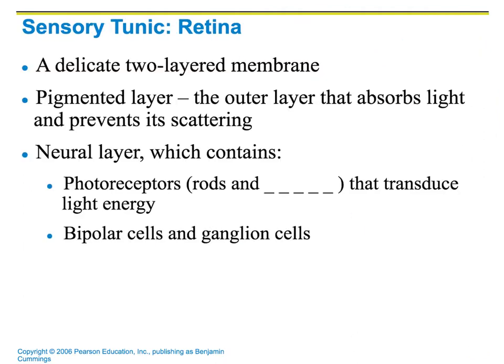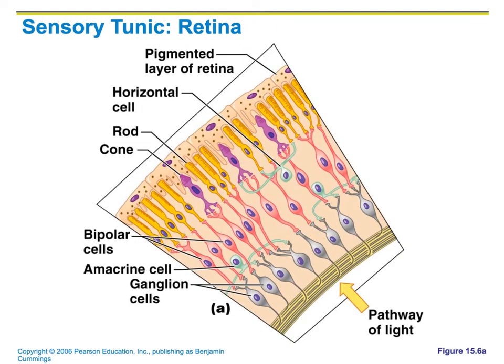The inner layer is the sensory tunic, otherwise known as the retina. The important cells here are your photoreceptors, your rods and your cones. Rods are more numerous than cones. They occupy the rear of the retina.